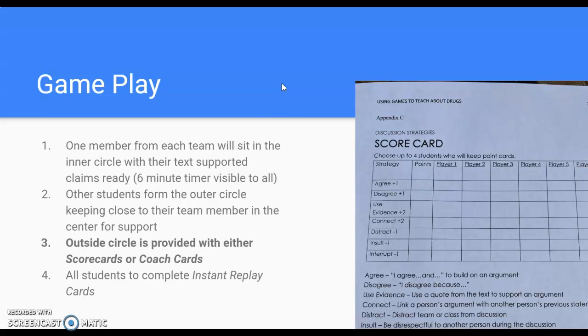So here's a scorecard, and it explains what each of these means. So you can get 1 point for agreeing or disagreeing, and these are on the board. I agree, whatever, and so they add some information. I disagree because using evidence based on tech support for the argument is 2 points. Connecting or linking a person's argument with another person's previous statement is 2 points. And then the negative points will make you lose points: distracting the team or class from discussion, insulting, being disrespectful to another person during the discussion, calling them nasty names, or interrupting somebody who is talking.